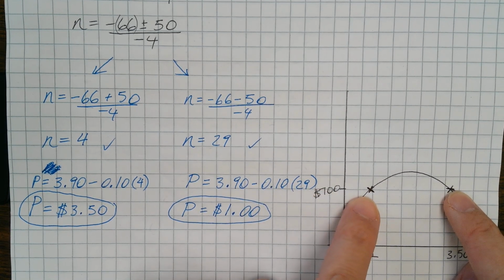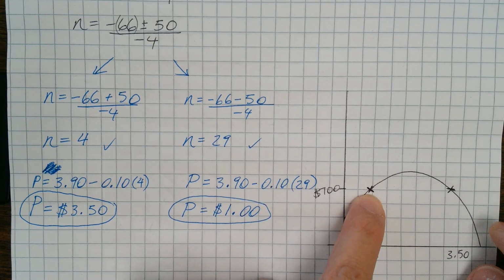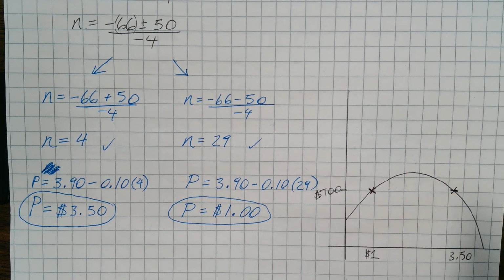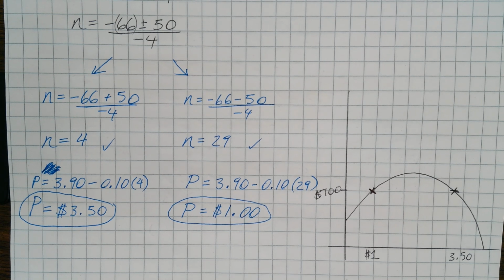Does that make sense? Low price, more people will buy. High price, less people will buy, but because you charge them so much, you still make money. Okay, so that's why there's these two answers.